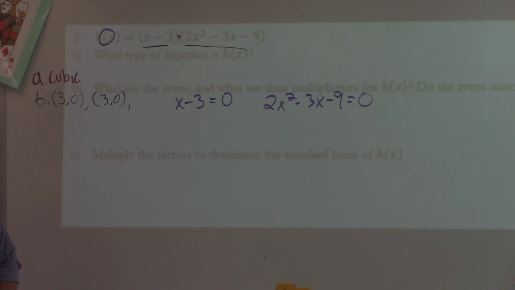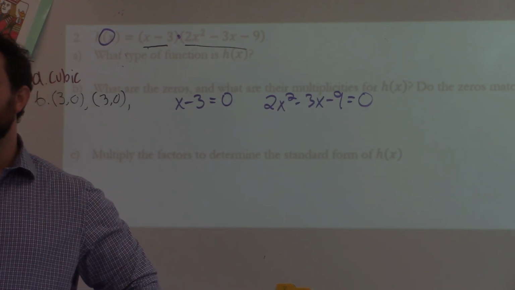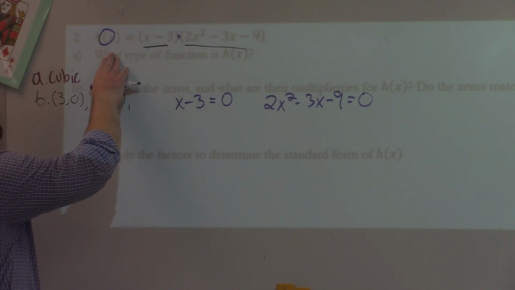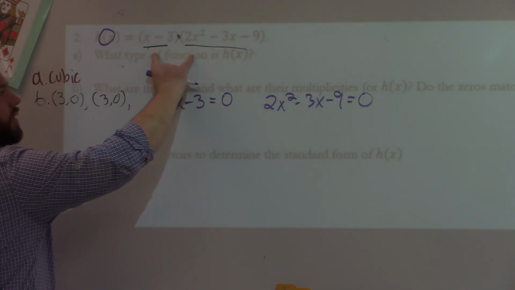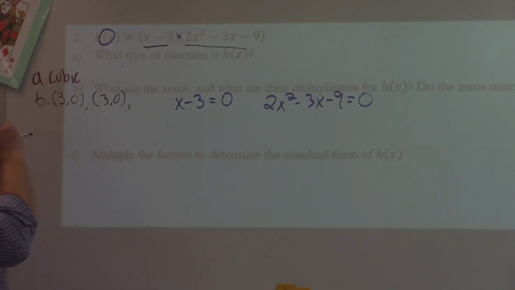Y'all didn't set the inputs to 0. Say again. So you set the equation equal to 0, but we already did that, right? So what's the only way that we get a product of 0? Say again.